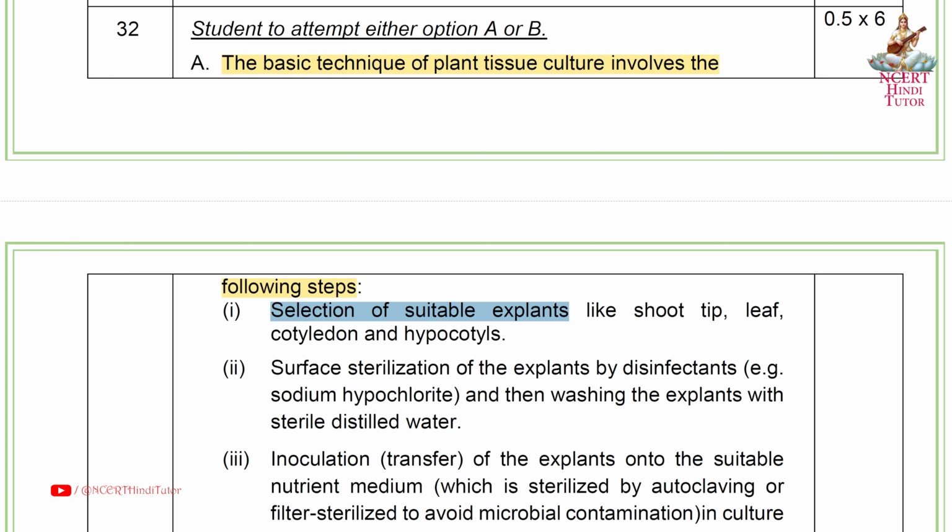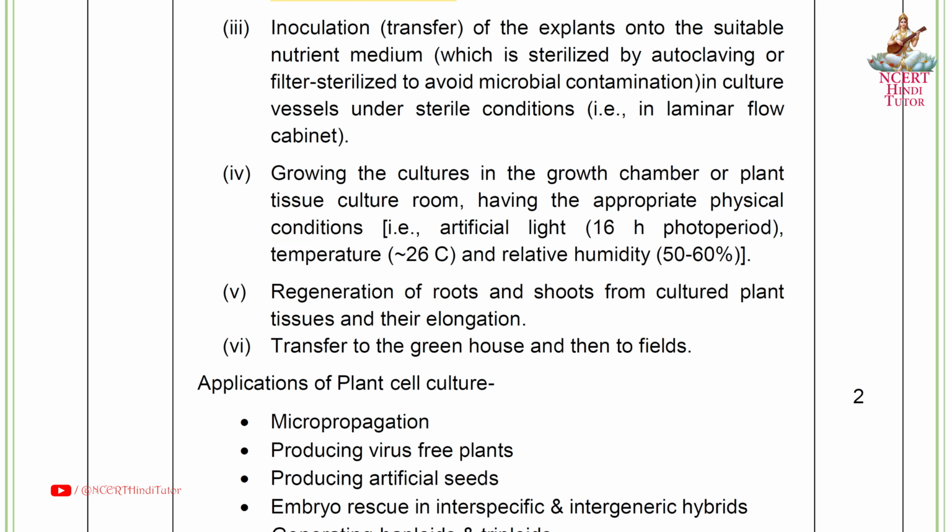First, selection of suitable explants like shoot tip, leaf, cotyledon, and hypocotyls. Second, surface sterilization of the explants by disinfectants, example sodium hypochlorite, and then washing the explants with sterile distilled water. Third, inoculation, transfer of the explants onto the suitable nutrient medium, which is sterilized by autoclaving or filter sterilized to avoid microbial contamination in culture vessels under sterile conditions, that is in laminar flow cabinet.